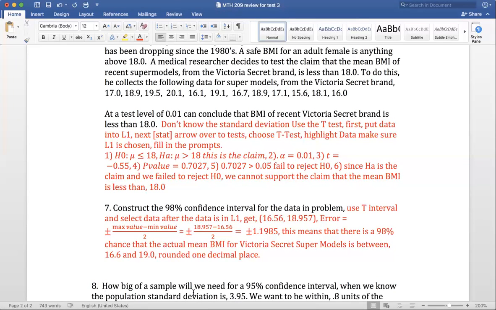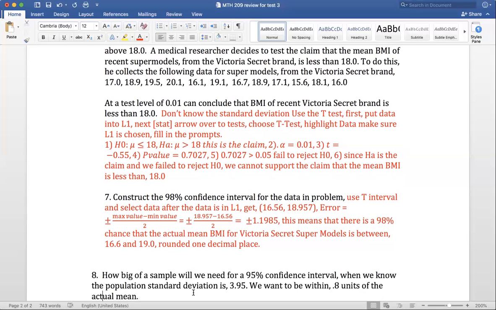Take our max minus min, divide by 2. That gives us our error. We end up with plus and minus 1.1985. What does this mean? There's a 98% chance that the actual mean BMI for Victoria's Secret supermodels is anywhere between about 16.6 and 19, rounded to 1 decimal place.